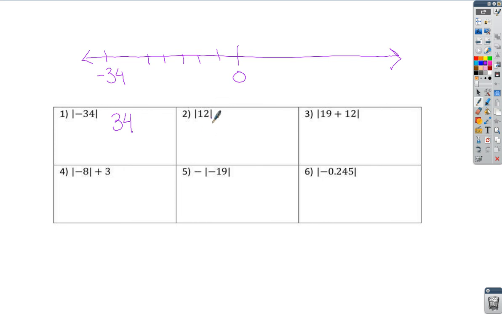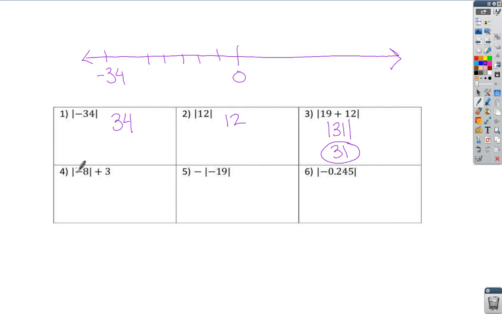Now we have the absolute value of 12. How far is 12 away from 0? It is 12 spaces away. Now here we have this problem. We have the absolute value of 19 plus 12. So we need to solve what's inside of our absolute value bars and then take the absolute value. So we need to solve 19 plus 12, and we'll get the absolute value of 31. And now we are able to take that absolute value. So the absolute value of 31 is the distance 31 is from 0, and that is just 31.